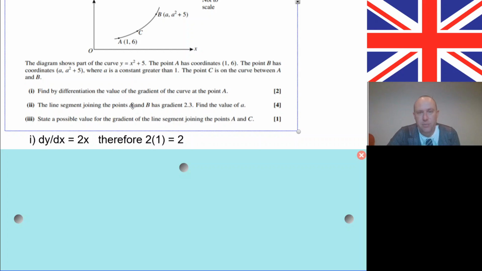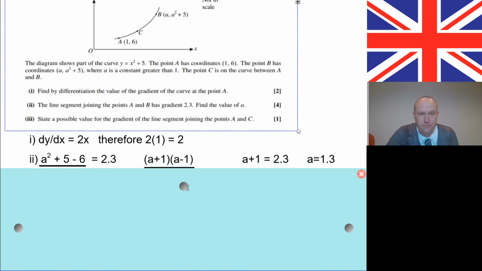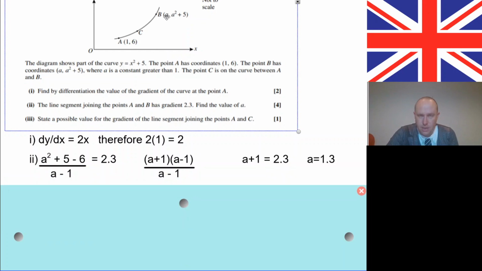The line segment joining the point A and B has a gradient of 2.3. Find the value of a. So a line segment, to find the slope of a line, you just go back to algebra 1 and use your formula. y2 minus y1 over x2 minus x1. So I got a squared plus 5. Subtract y1, which is 6. All divided by x2 minus x1, so a minus 1.